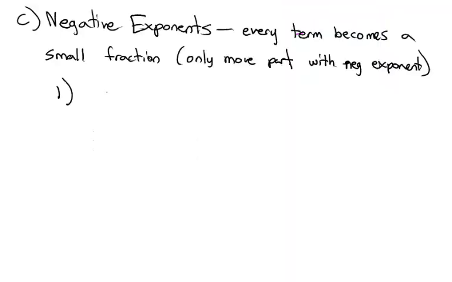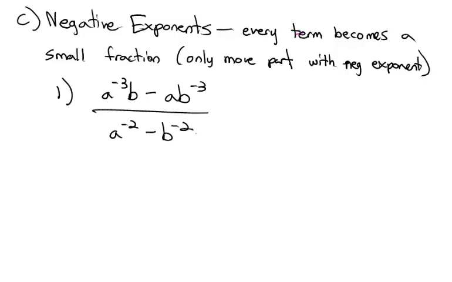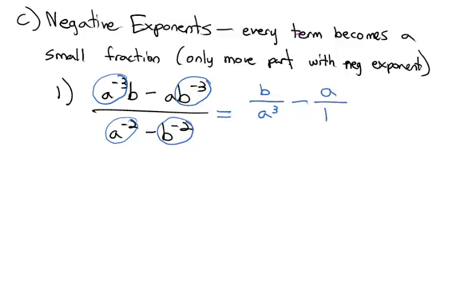So let's look at some of these examples. Let's say we've got a to the negative 3 times b minus a times b to the negative 3, all over a to the negative 2 minus b to the negative 2. Negative exponents. Well, each negative exponent is going to make that little piece move to the denominator of a little fraction. But as we do, notice we're only going to move the factor with a negative exponent. So the b stays on top and the a cubed moves down. Minus the a stays on top and now the b cubed moves down.